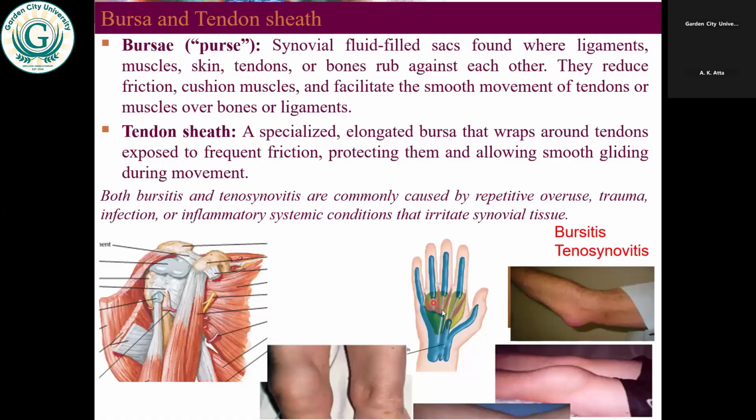Then look at here. These tendons here, they also are surrounded by a bursa, but these ones are elongated bursa. So we call them tendon sheath, a specialized elongated bursa that wraps around tendons, so that those tendons can slide smoothly during movements. So when you have them inflamed, then you have tenosynovitis. Okay. So that is by the way.